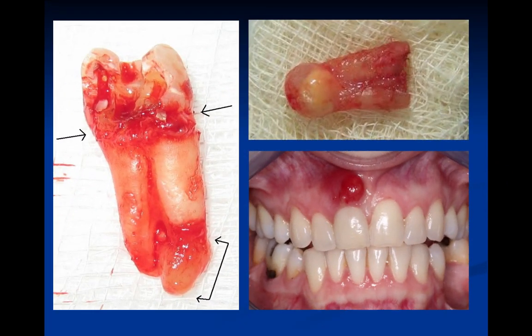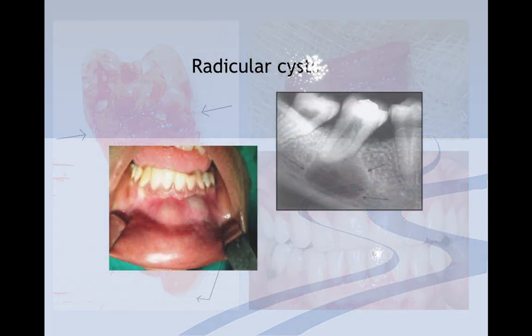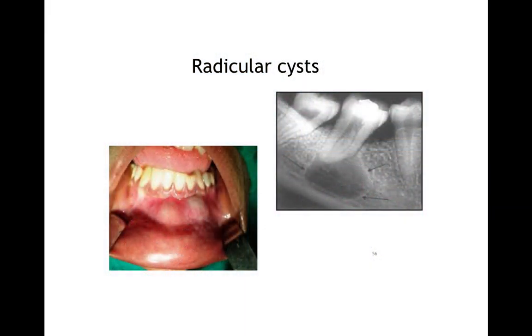This is a tooth with granuloma after extraction. Pay attention here, granuloma with fibrous capsule. This is the appearance in the mouth, the fistula. A radicular cyst appears clinically like this. And on X-ray you can find it like that.